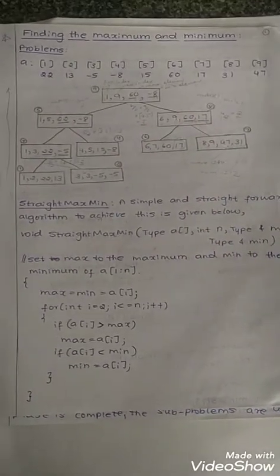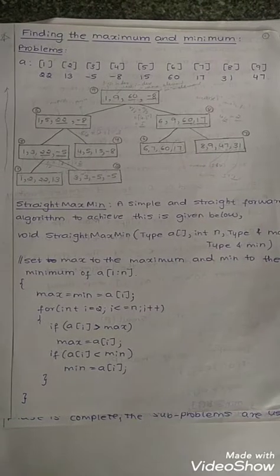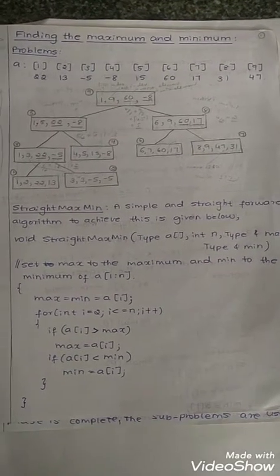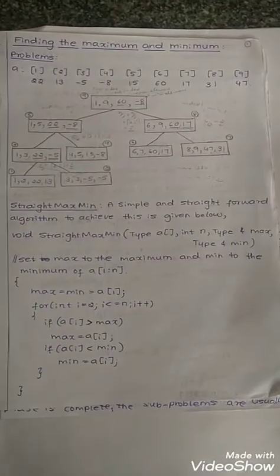Hello students. Today let us study finding the maximum and the minimum. That is the max min algorithm. So how are we going to find the max min algorithm? In the textbook, they first give the straightforward max min.